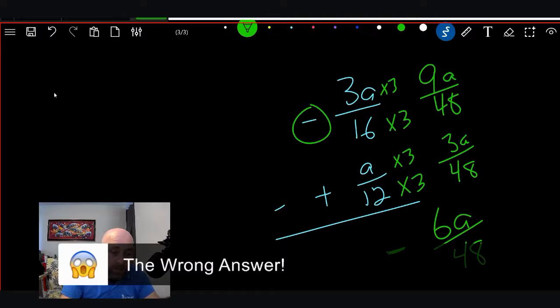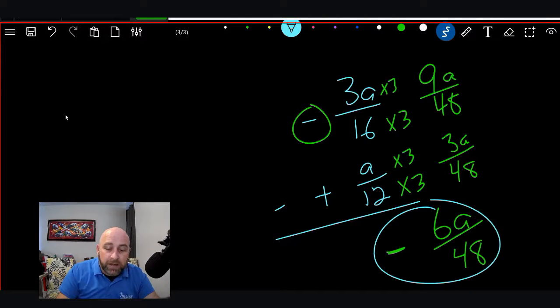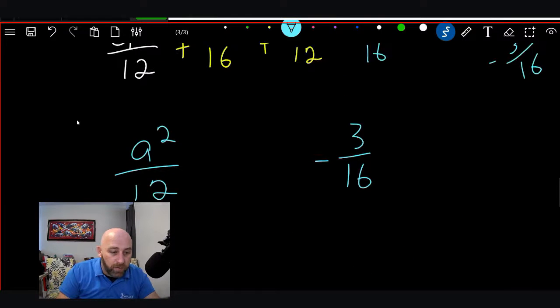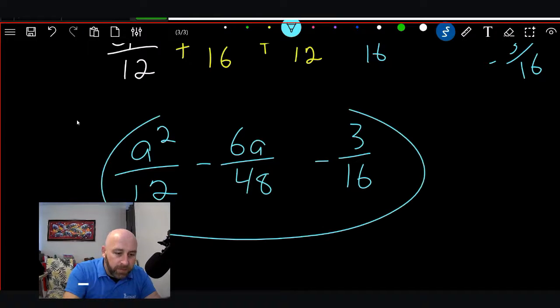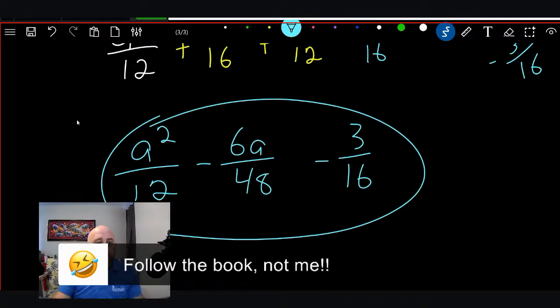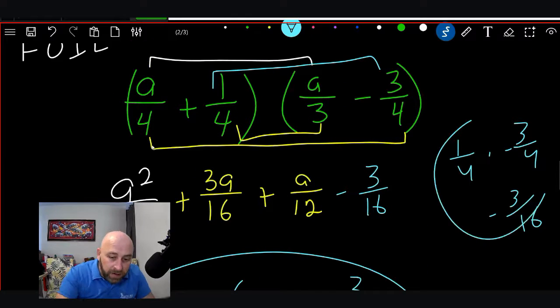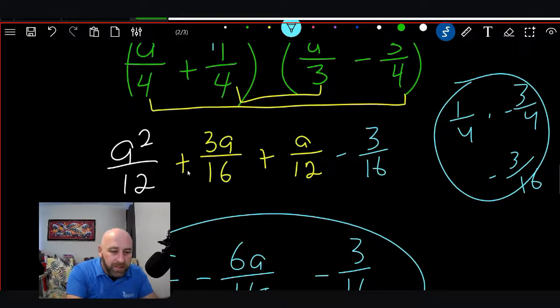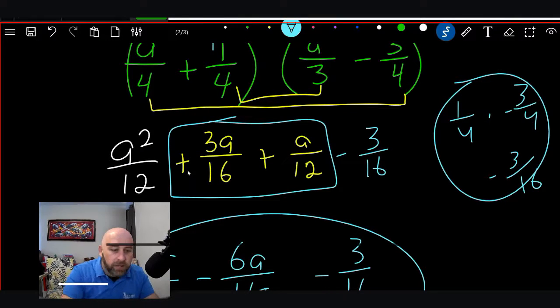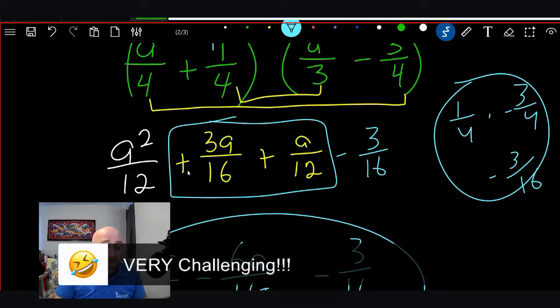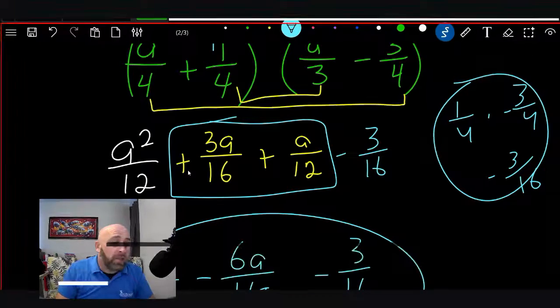This is our middle term. We had to combine our like terms, and we had to get that middle term. So negative 6a over 48, and that would be our answer. So really, the multiplication steps weren't very hard, but the combining of these like terms was pretty challenging, where we had to find a common denominator and all that stuff.